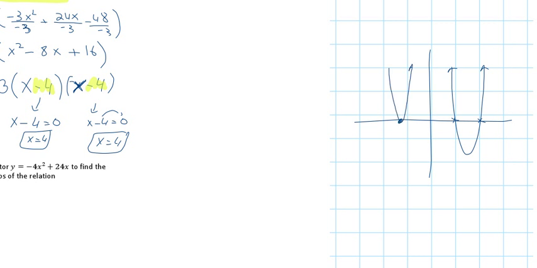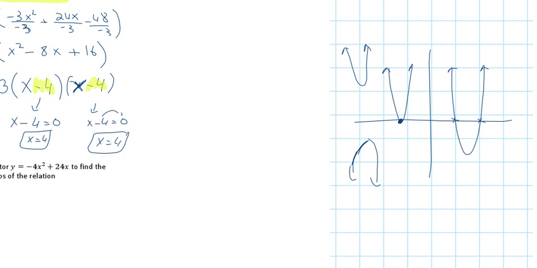Or I can have no zeros, and that would be if my vertex is above the x-axis and opening up, or in the other case right here, if it's below the x-axis and opening down. So there are 3 cases: cases where we have 2 zeros, cases where we have 1 zero, and cases where we have no zeros. In this case, I have 1 zero, which is x equals 4. Are we okay with this?